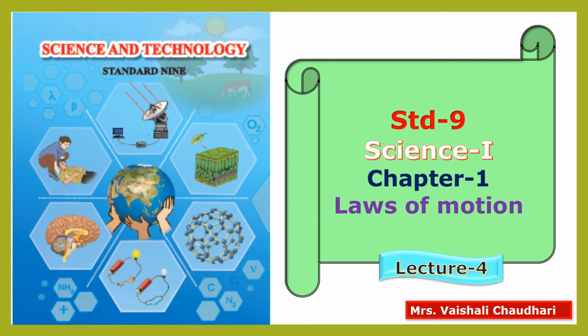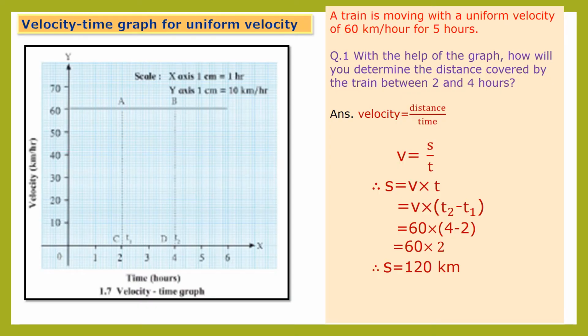Today we are going to see the remaining part of chapter number 1, Laws of Motion. So we have to see first of all, children, the velocity time graph for uniform velocity. For this, one question is given in the textbook on the basis of this graph. So first of all, we will see this graph and then we will solve the question.